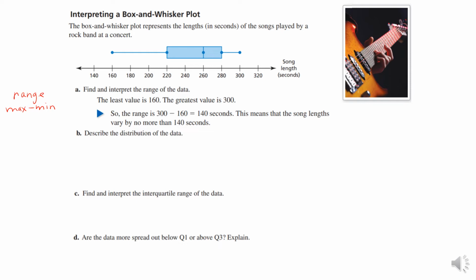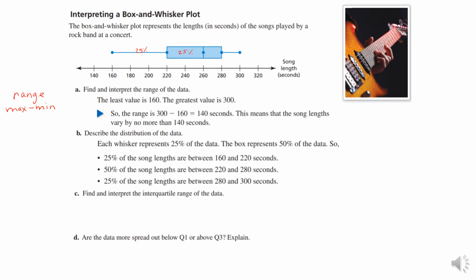That means that the song lengths vary by no more than 140 seconds. It also means that the shortest song is 160 and the longest song is 300 seconds. Okay? 5 minutes long. All right. Now they want you to describe the distribution. So remember, we've got to think about those 25%, and that's what you're going to talk about.